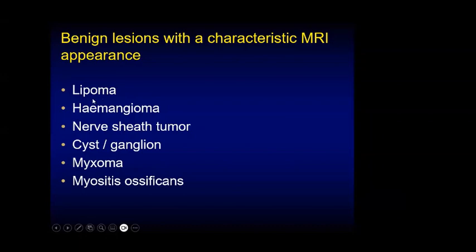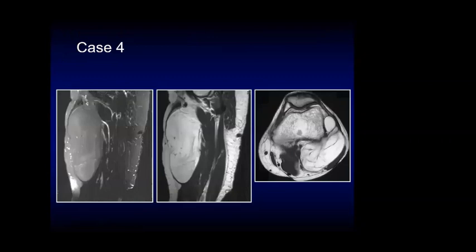For example, a lipoma, hemangioma, nerve sheath tumors, myxomas, and myositis ossificans. These are just a handful of cases where we are able to use the MRI to characterize the tumor, and you can tell with confidence that you are dealing with a benign tumor. Okay, so now we have case number 4.